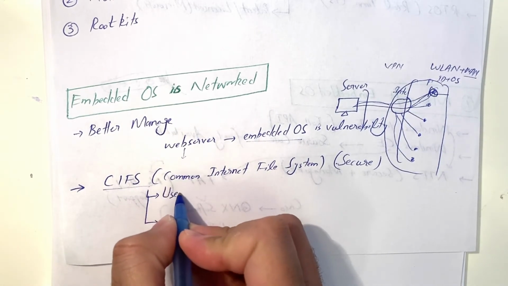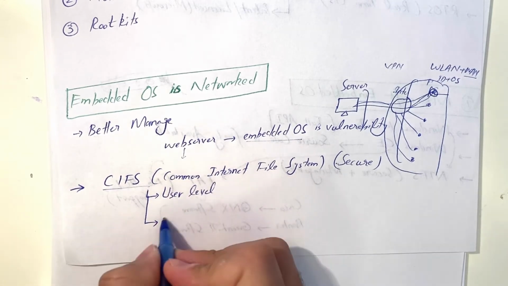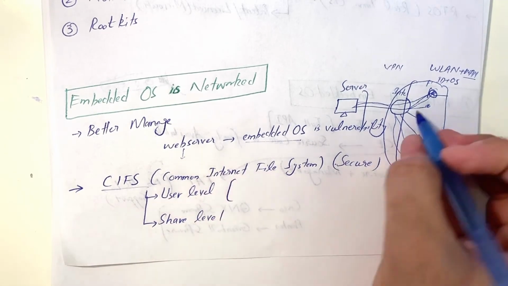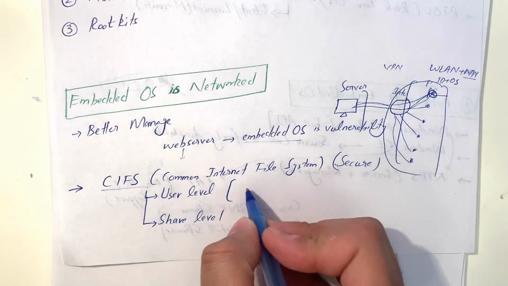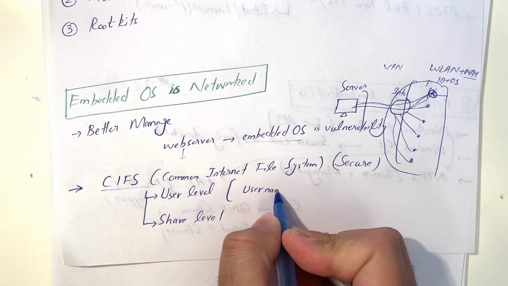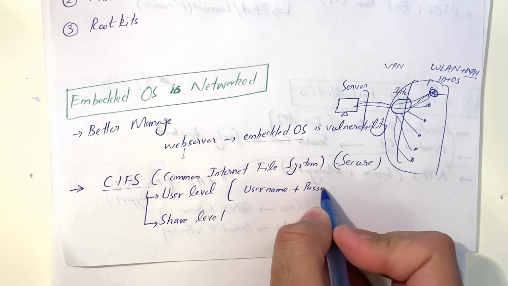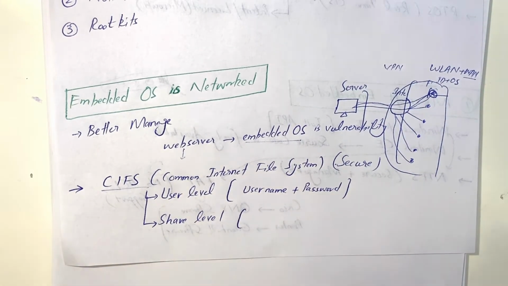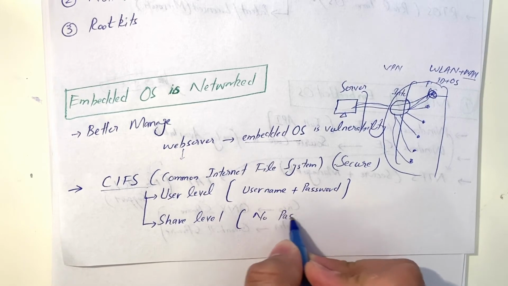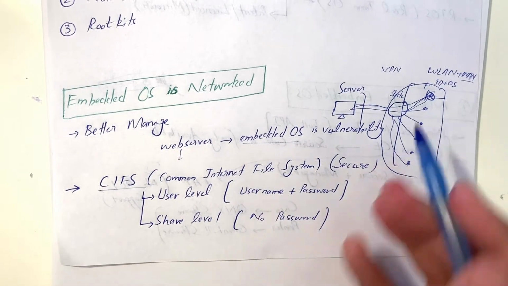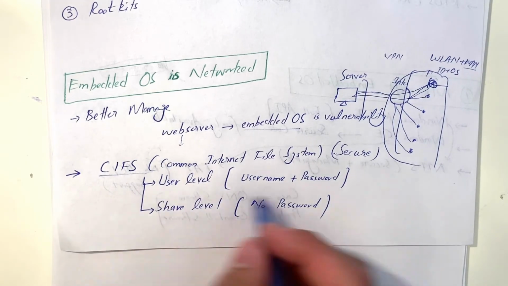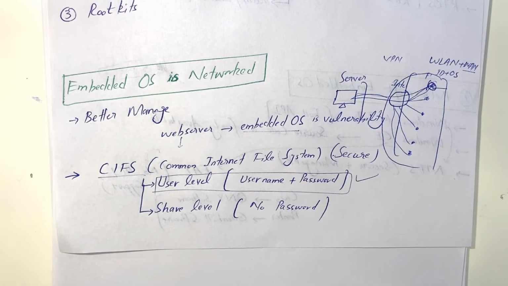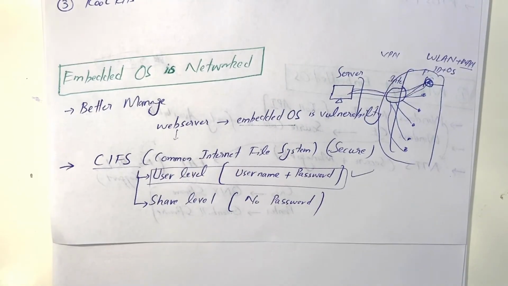CIFS uses two types of security. One is called user level security. The second is called share level security. User level security means if anybody wants to access a particular sensor, the user needs a username plus password in order to access these sensors. In share level, there's no security, no password is required. Anybody can actually access the sensors or communicate. But typically, user level mode is enabled in order to communicate with these particular sensors.